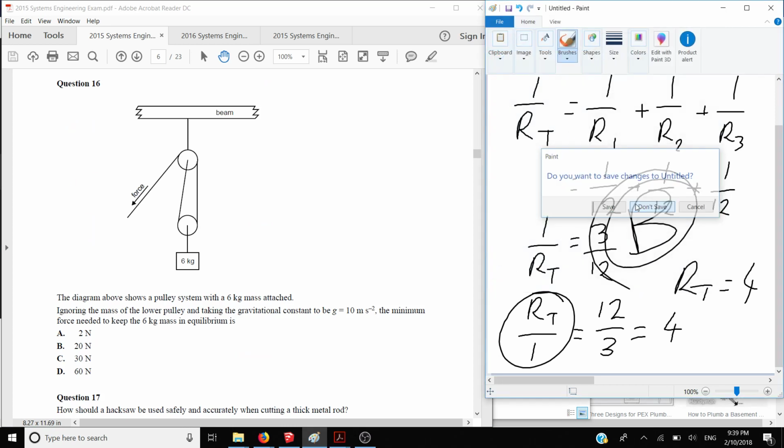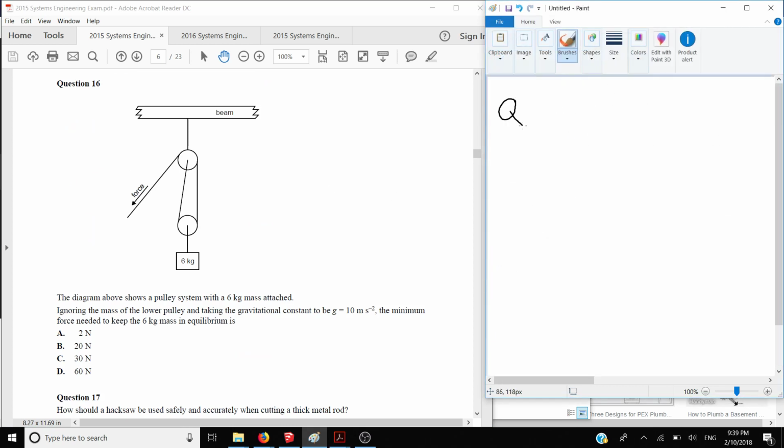File. New. Don't save. Question 16. Okay, we've got a pulley. It's got a mass. The diagram above shows a pulley system, 6 kilo mass. Ignoring the mass of the lower pulley and taking the gravitational constant to be 10 meters per second, the minimum force needed to keep the 6 kilogram mass in equilibrium is. Okay, so think to yourself, well, these are all in newtons, so it might be nice to know what our load is here. Our load is our mass, and what that is in newtons.